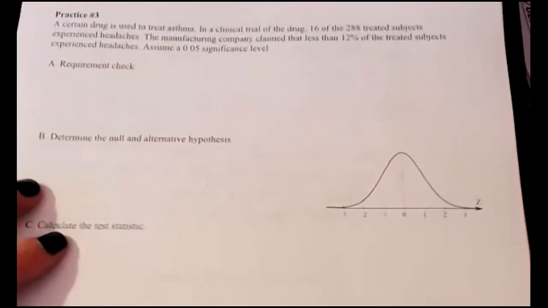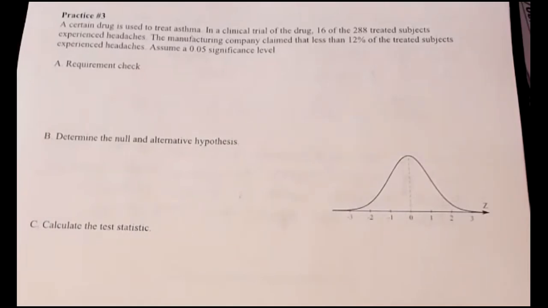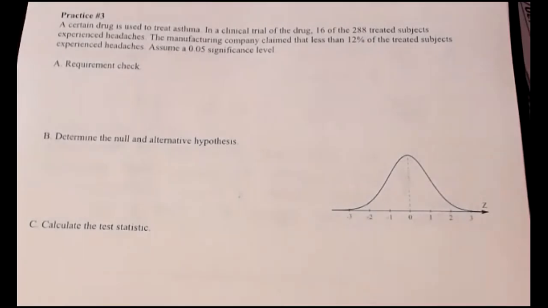Practice number 3. A certain drug is used to treat asthma. In a clinical trial of the drug, 16 of the 288 treated subjects experienced headaches. The manufacturing company claimed that less than 12% of the treated subjects experienced headaches. Assume a 0.05 significance level. So we want to check this out and see what's going on. First off, let's determine if we meet the requirements. So recall N times P. What is N in this case? Does anyone see it?